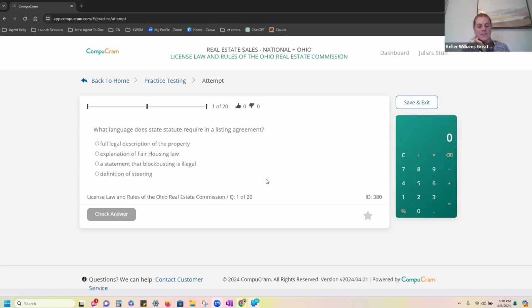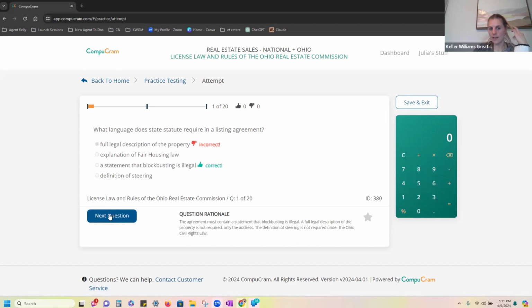Is that a full legal description of the property? Which one? A few of these could be correct, but there's one that's the best answer. Okay, that's for A. All right, so it is actually C. Oh, I thought it was B.